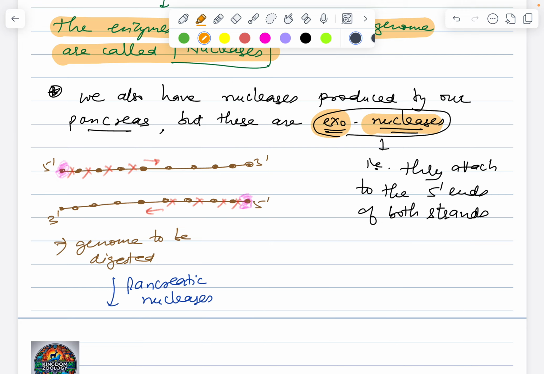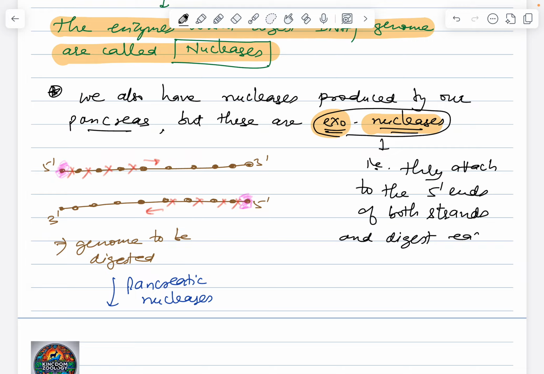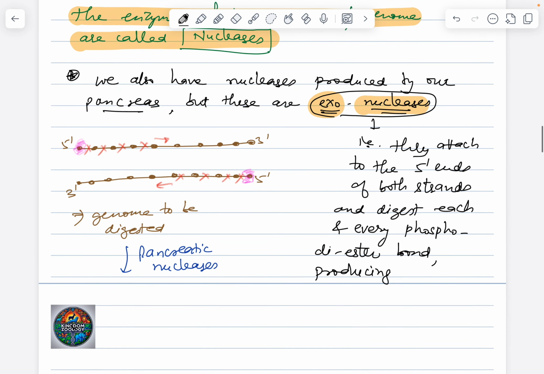So we also have got nucleases in our own body available, but those nucleases are exonucleases. They attach to the 5' ends of both the strands and digest each and every individual phosphodiester bond. So these enzymes will be digesting each and every individual phosphodiester bond. What is the result? Are you going to get any gene fragments, or are you going to get nucleotides? We are going to get nucleotides.